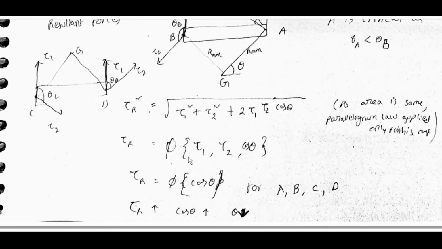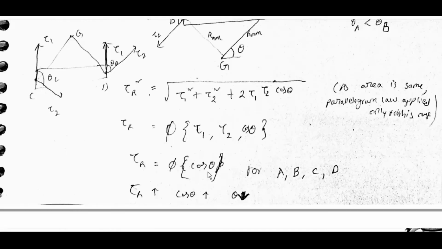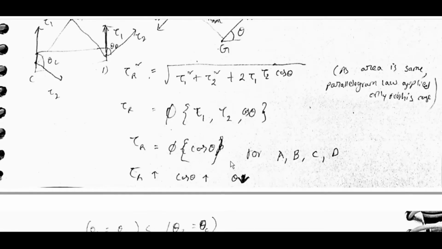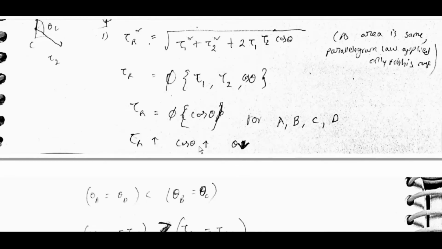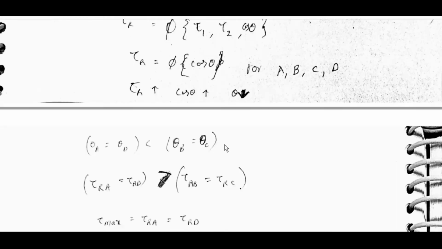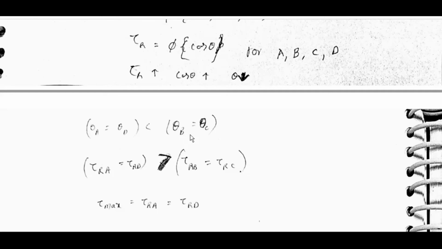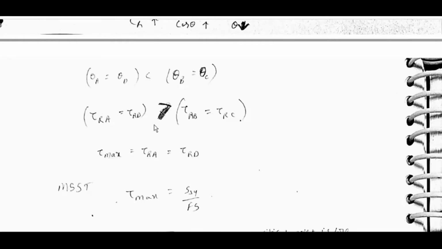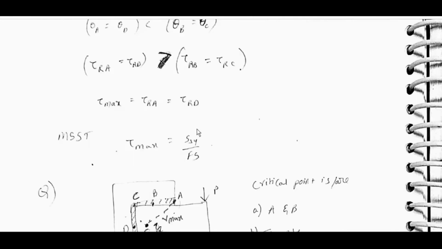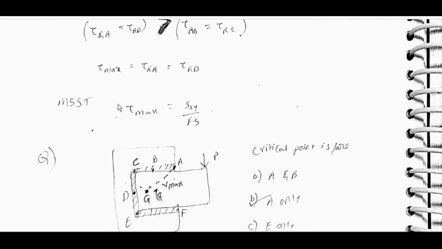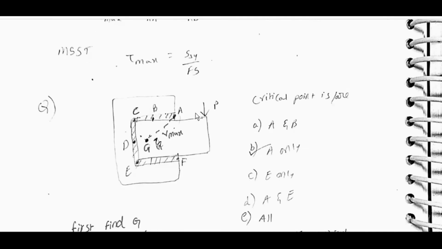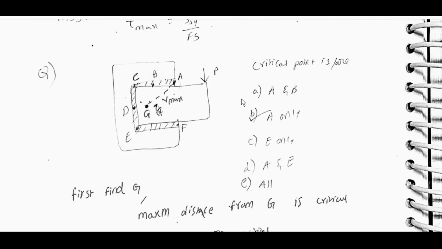Tau R is a function of tau 1, tau 2 and cos theta, for points A, B, C, D. As cos theta increases, tau R increases, and theta decreases. Theta A is equal to theta D, less than theta B is equal to theta C. So tau R at A is equal to tau R at D, greater than tau R at B is equal to tau R at C. Tau max is equal to tau R at A, which is equal to tau R at D. By the maximum shear stress theory, tau max is equal to Ssy by factor of safety. The critical point is here, at A only.